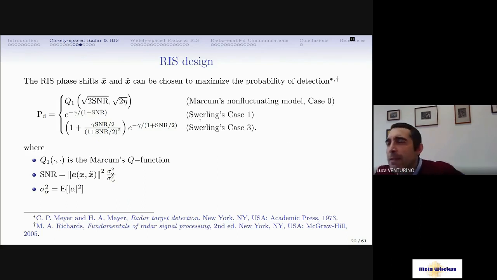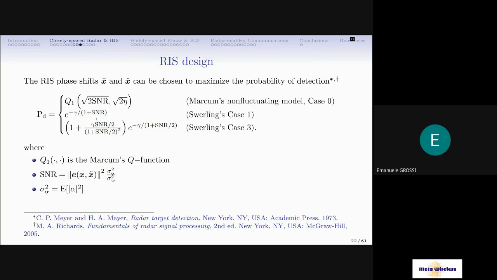If instead we have the classical Swerling case one model, which means that we assume the response of the target to be a complex Gaussian random variable, we obtain a different expression for the probability of detection, which again is a function of gamma and SNR, which is defined as before. The last case that I'm showing you here is the Swerling case 3, which means that we make a chi-square assumption for the response alpha, where the chi-square has 4 degrees of freedom.